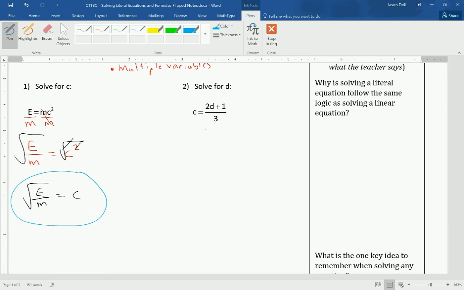All right, let's check out one that has a fraction in it. Let's look at number 2 here. So in number 2, we have to get d alone. So you can see there's no other variables on the same side as d, but we've got to get rid of some coefficients, some constants, and that denominator there.